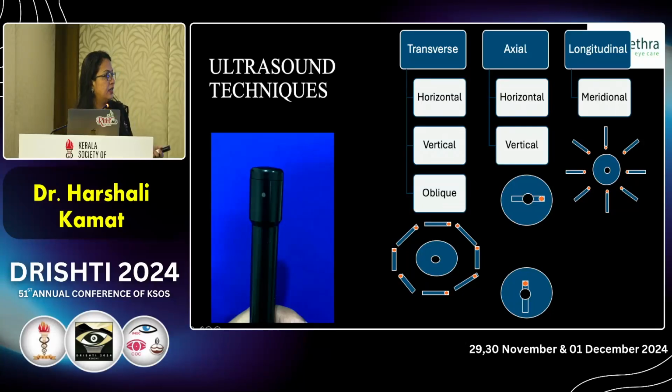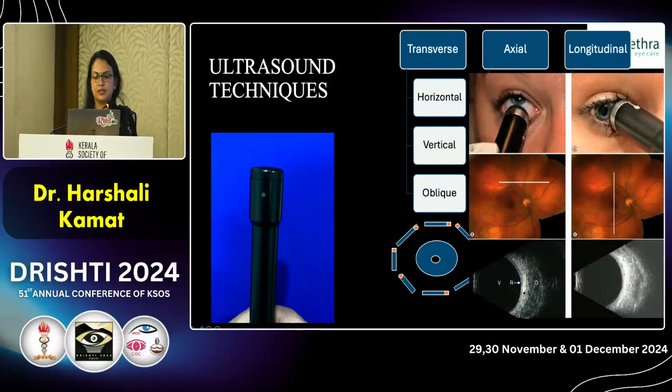Now, for the techniques that we use commonly, you have to lay stress on the probe marker. Based on the probe marker, you can decide on the topography. So you have three types of scans that you do: the transverse, the axial, and the longitudinal. Coming to the transverse scan, the probe marker is placed parallel to the limbus, and it is very important for showing the circumferential or the lateral extent of the lesion.